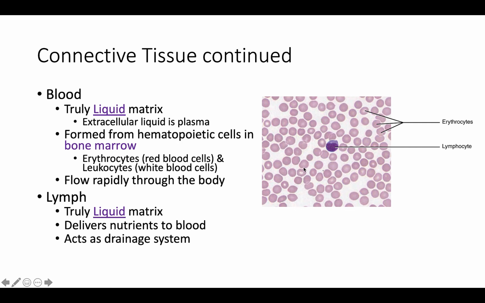And so the blood flows rapidly through the body and it delivers nutrients to different tissues that need it. And a lot of those nutrients are like sugar or oxygen. And it also carries carbon dioxide back to the lungs to be expelled.